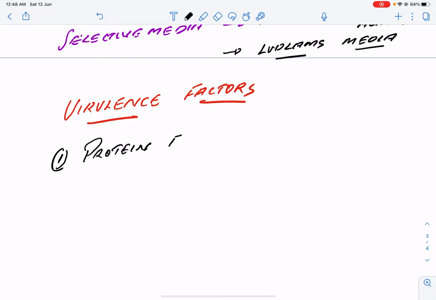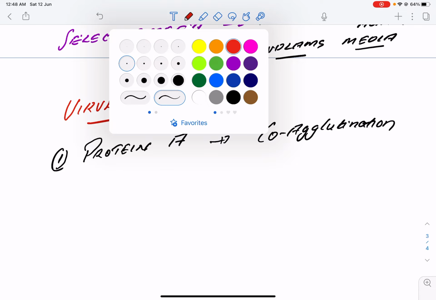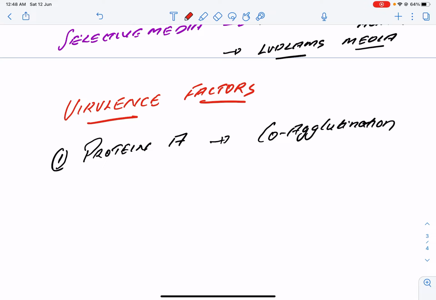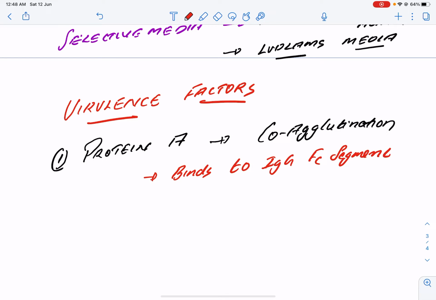First thing is protein A. What do they do? They do co-agglutination. And in co-agglutination, actually, these proteins are binding to the IgG Fc segment.